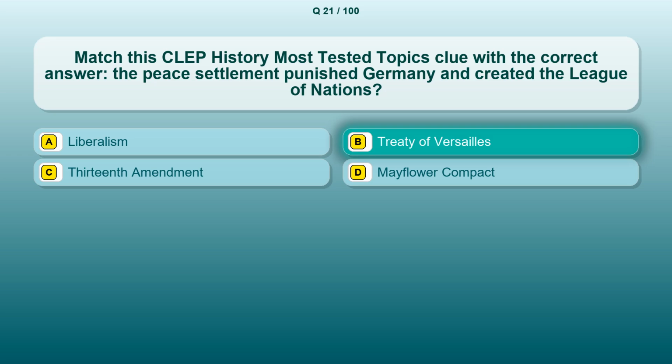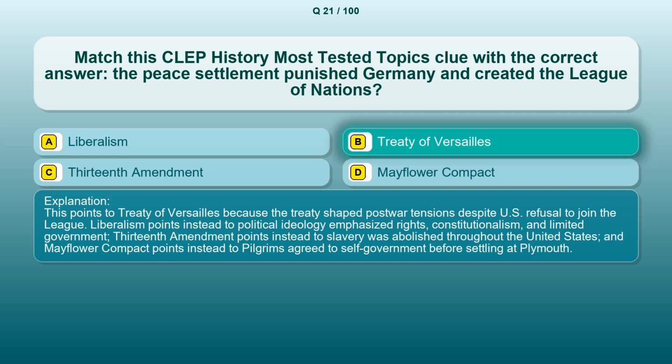The correct answer is option B, Treaty of Versailles. This points to Treaty of Versailles because the treaty shaped post-war tensions despite U.S. refusal to join the League. Liberalism points instead to political ideology emphasized rights, constitutionalism, and limited government. 13th Amendment points instead to slavery was abolished throughout the United States, and Mayflower Compact points instead to Pilgrims agreed to self-government before settling at Plymouth.